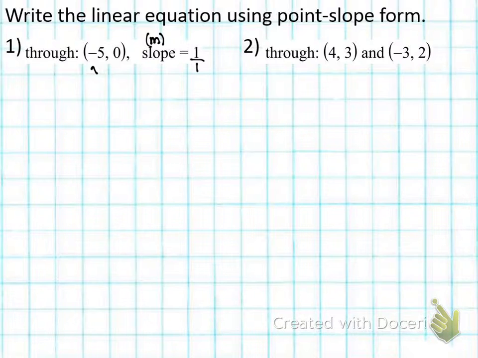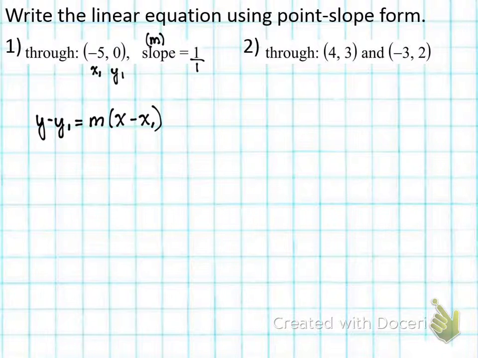This point, -5 is x1. 0 is y1. And I'm going to start with the point slope form of the formula, which is right here. Y minus y1 is equal to m times x minus x1. You have to memorize this, or you'll use it a lot tonight. Okay. So we're writing this formula down, and then we're going to plug in these numbers.